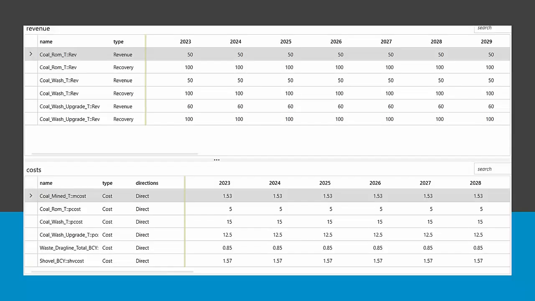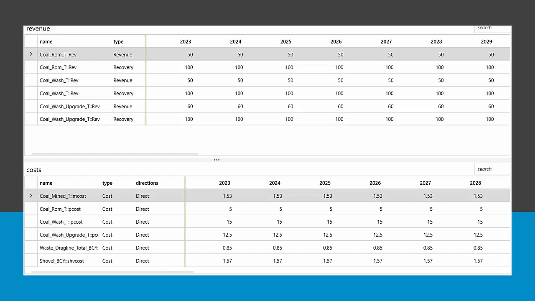So in here, I have three different products, essentially, or three different revenue streams. We have our ROM coal, and that's going to be at one price. We have our wash coal, that's at the same price, but doesn't have the blending constraints of the ROM does. We don't have to meet the ash constraint. And that's going to be the one that's the biggest issue in here.